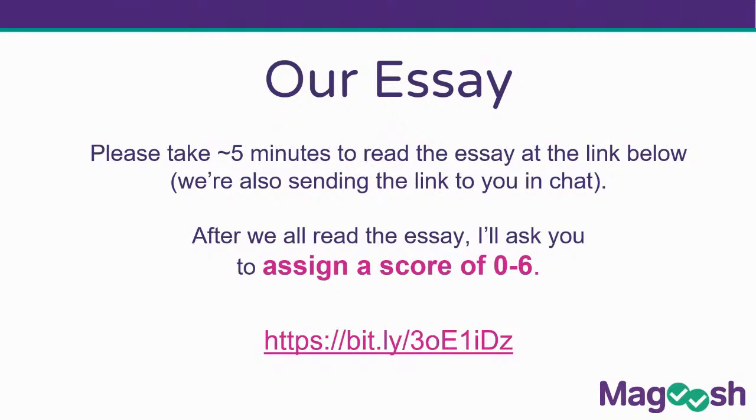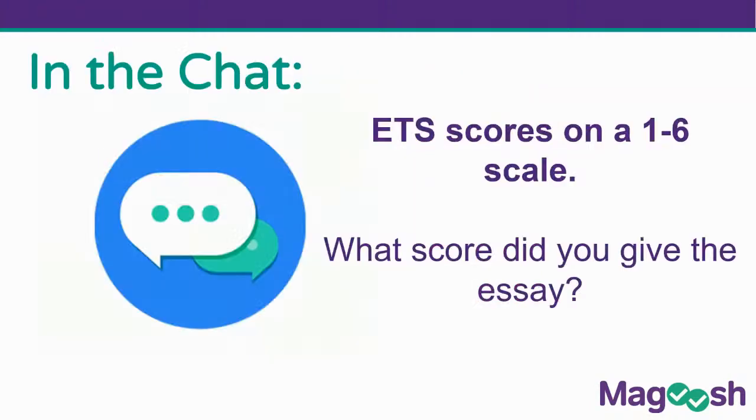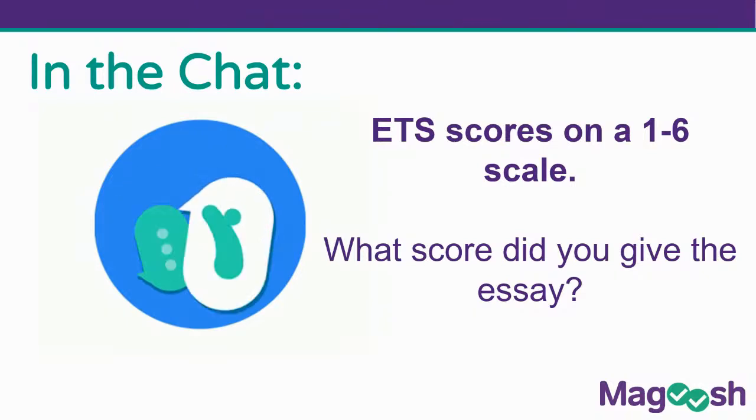All right. Hopefully you've had time to read through it. Think about the different elements that ETS is going to look at when they score it. And now I'd like to hear from you guys. So ETS scores on a 1 to 6 scale. What score did you give this essay? If you had time to think through that and assign it a score, I would love for you to throw that up into the chat.